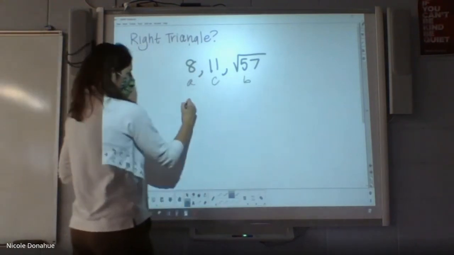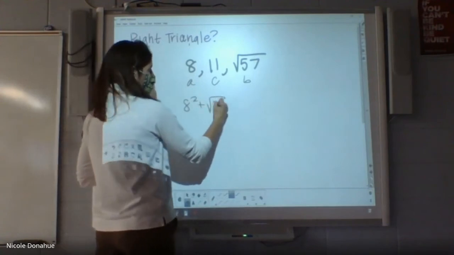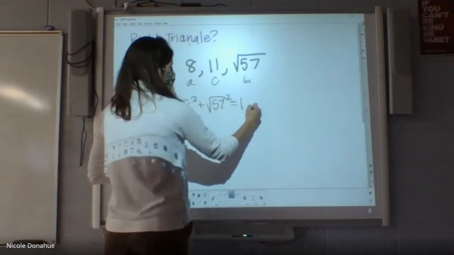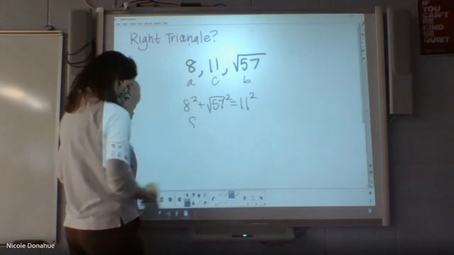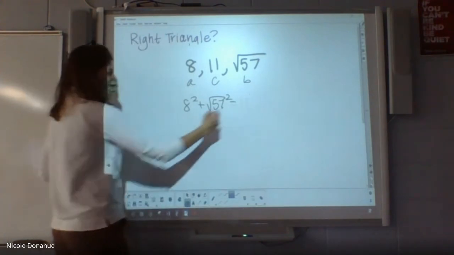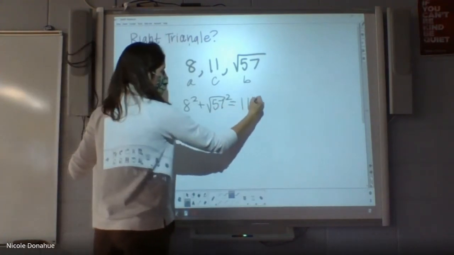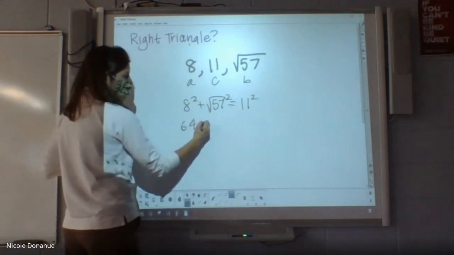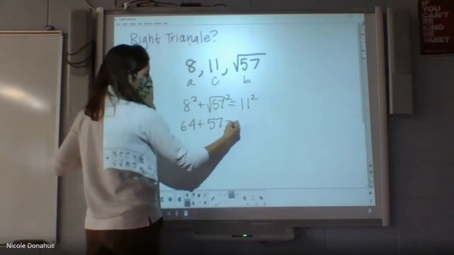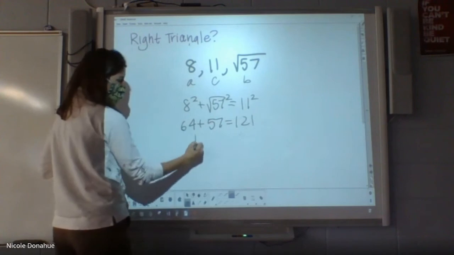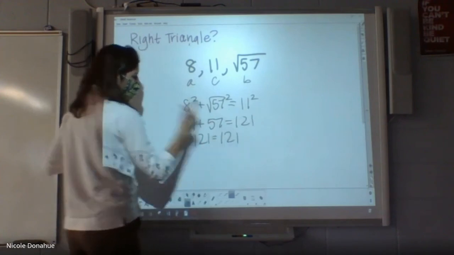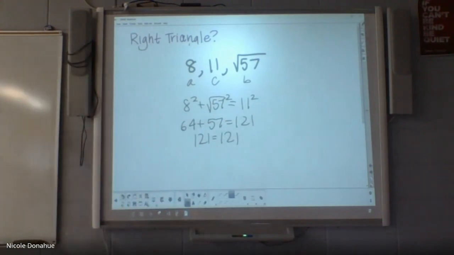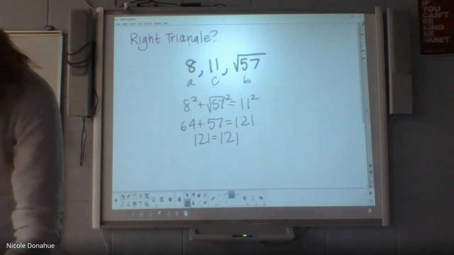So A and B, it doesn't matter which one you call A or B. And so again, we end up with 64. The square root of 57 squared is 57. This is 121. So we end up with 121 equals 121. So that works out well.